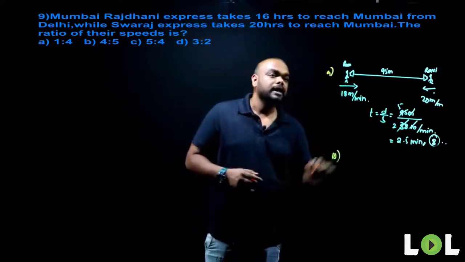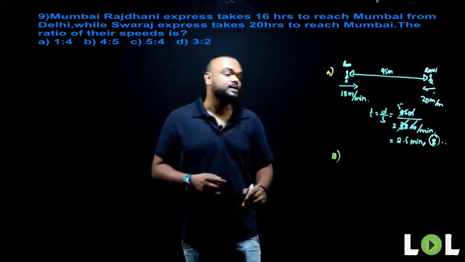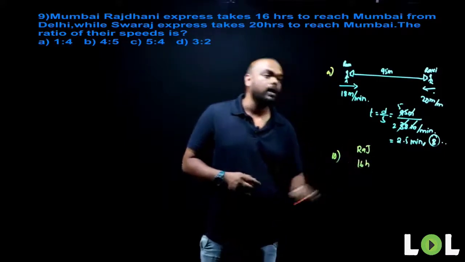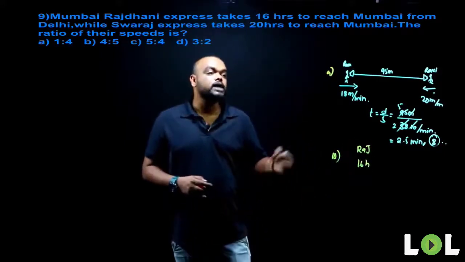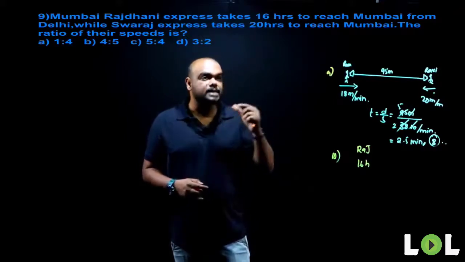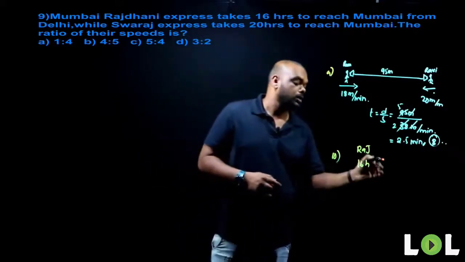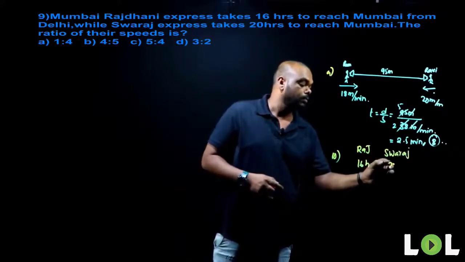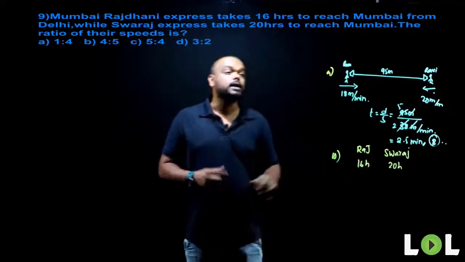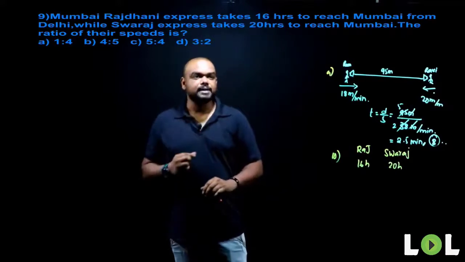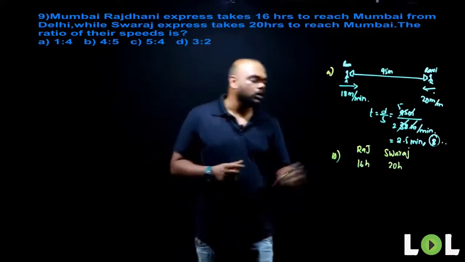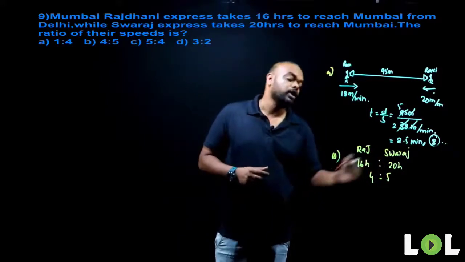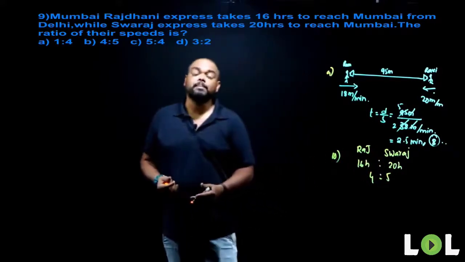Directly, he told Rajdhani Express takes 16 hours. Rajdhani takes 16 hours. So to reach Mumbai from Delhi, while Swaraj Express takes 20 hours. Swaraj takes 20 hours to reach Mumbai. That's it. The ratio of the speeds is, look, this is the time ratio 4:5. 4 into 4, 4 into 5. Time ratio is 4:5. But what do we need?